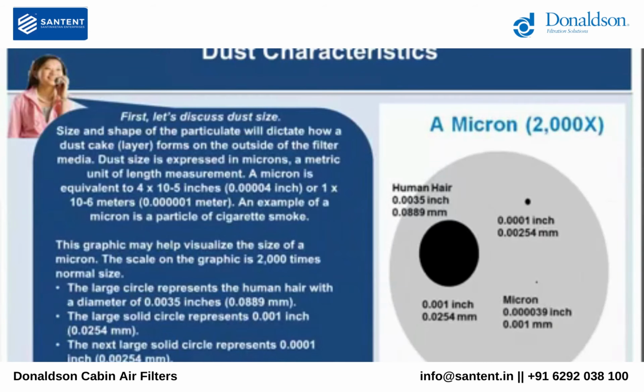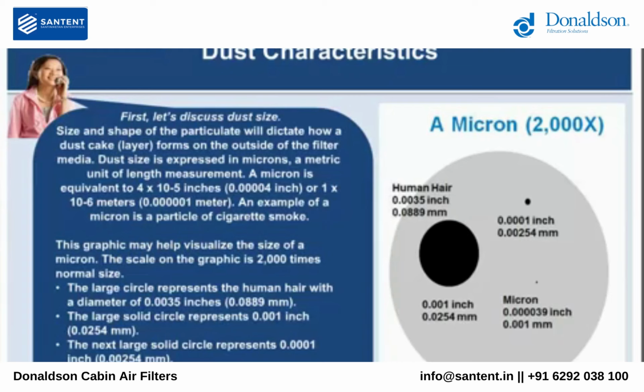First, let's discuss dust size. Size and shape of the particulate will dictate how a dust cake forms on the outside of the filter media. Dust size is expressed in microns, a metric unit of length measurement. An example of a micron is a particle of cigarette smoke. This graphic may help visualize the size of a micron. The scale on the graphic is 2,000 times normal size.